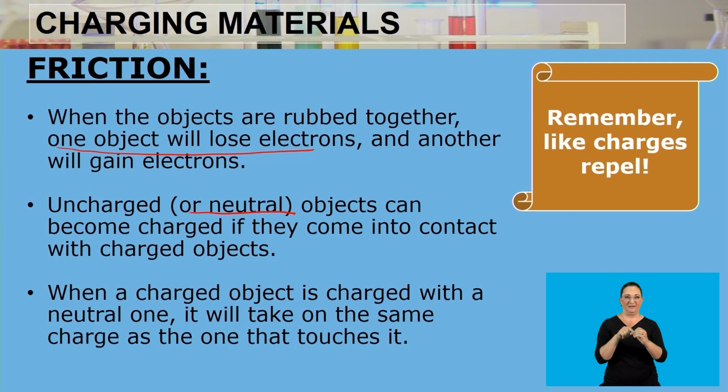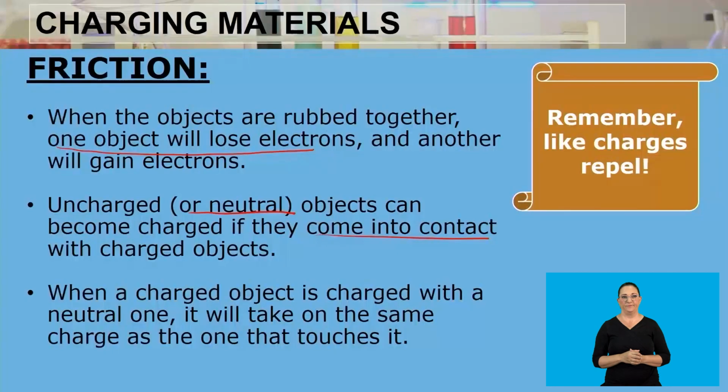So we're taking that neutral substance that has the same number of electrons and protons, and you bring it into contact with a substance that has either more protons or more electrons. So when the neutral substance comes into contact with a charged object, that charge can be either positive or negative. When we take the neutral object and bring it into contact with a charged object, it will take on the same charge as the one that touches it.